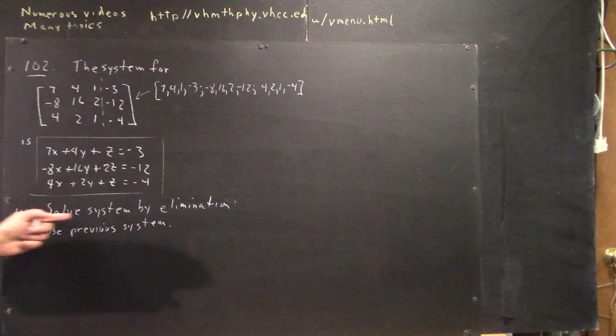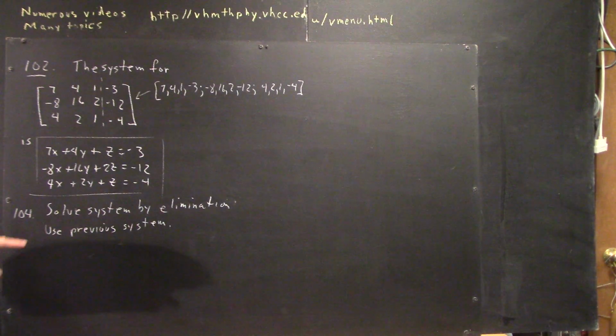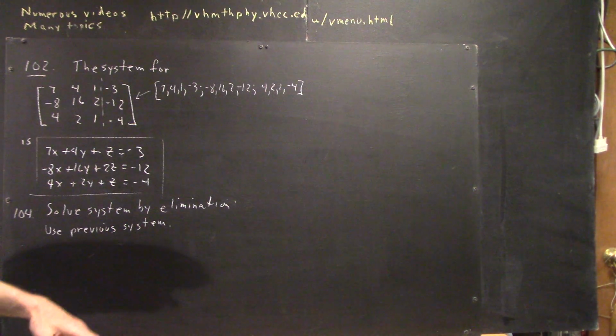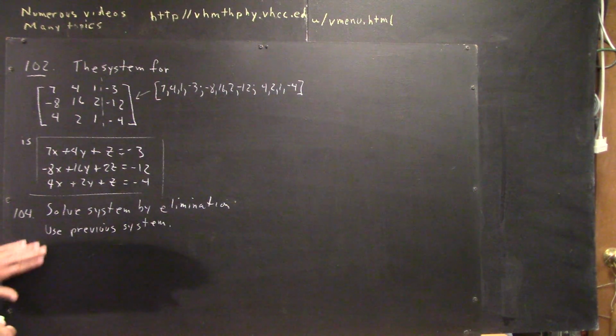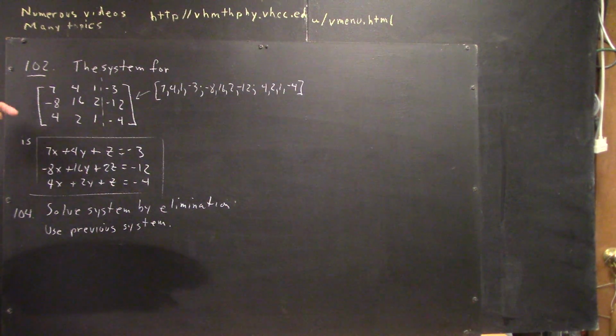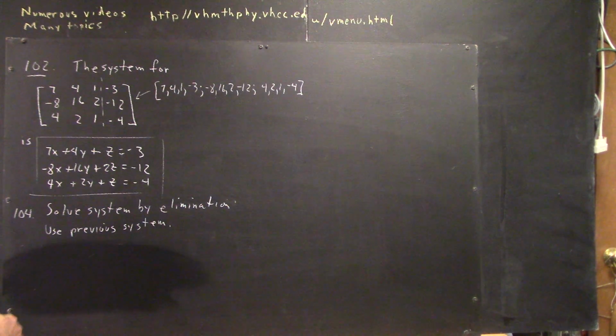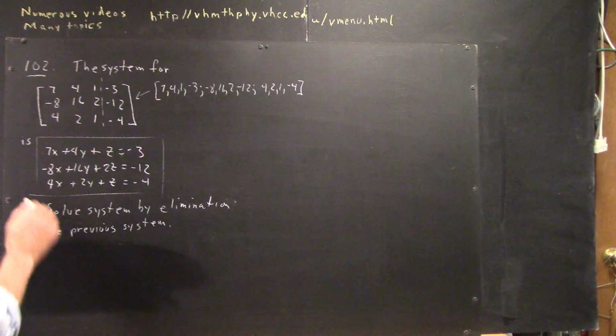Number 104 asks you to solve the system by elimination. Okay, well, I'm going to use the previous system instead of the system of problem number 104, just because I've already talked a little bit in the preceding video about how we might solve this. But I'm not going to do exactly what I said there. I'm going to do this. I'm going to write the system in a different order.